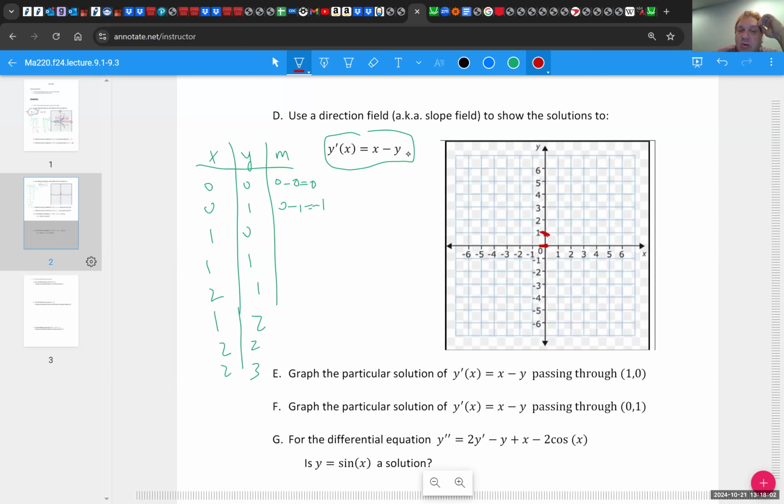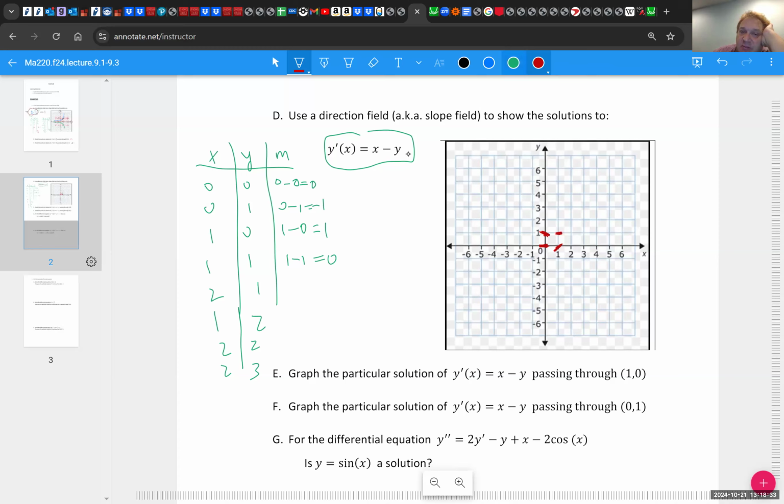Right? 1, comma 0 would be 1 minus 0. So far, we don't really have any repeats. 1, comma 0, which is x is 1, y is 0, we have a slope of positive 1. So that's going upwards at 45 degrees. 1, comma 1 would be, well, that's just 1 minus 1, which is 0. We have our first repeat. So at 1, comma 1, x is 1, y is 1, we have a slope of 0.